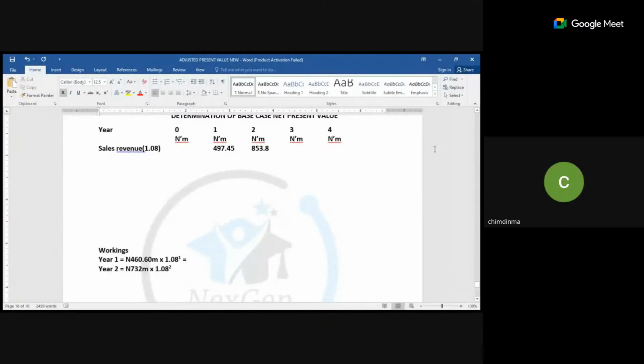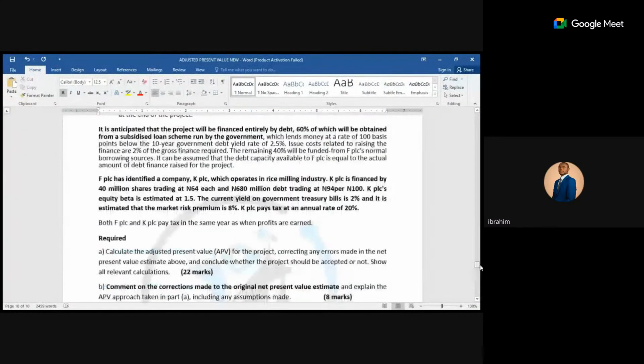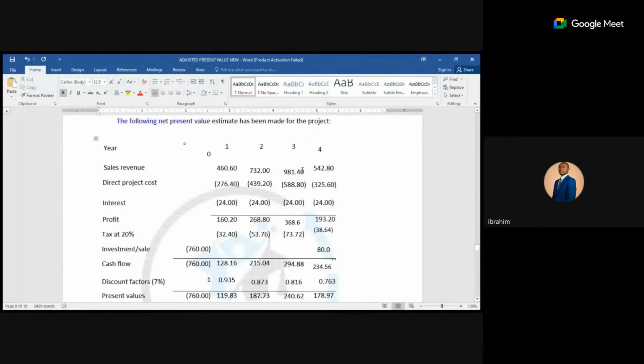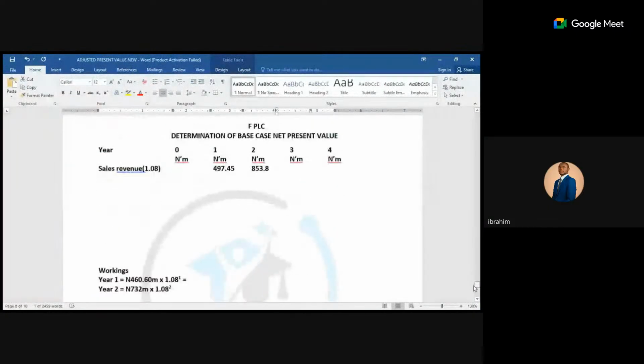1236.28. Please don't forget that they gave us the sales revenue that we are inflating. Inflate this and raise it to power of 3. Then inflate 4, raise it to power of 4. Class, what do we have here?